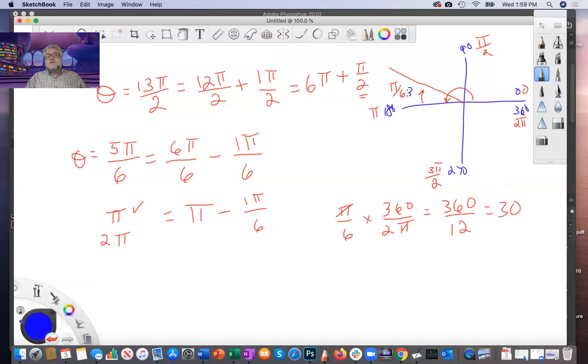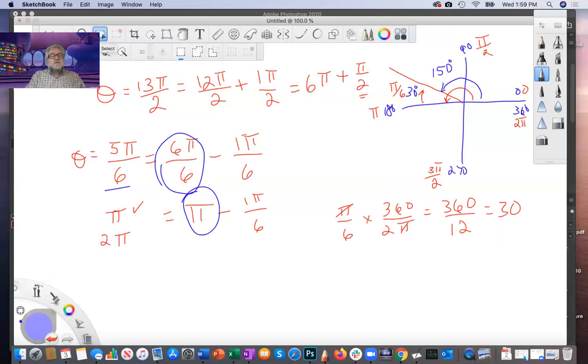So this is 30 degrees. And that makes this 180 minus 30, which is 150 degrees. But we could have just taken this and converted it from radians to degrees, and we would have gotten 150. So I subtracted off a pi because this is closer to pi than it is to 2 pi. Okay?